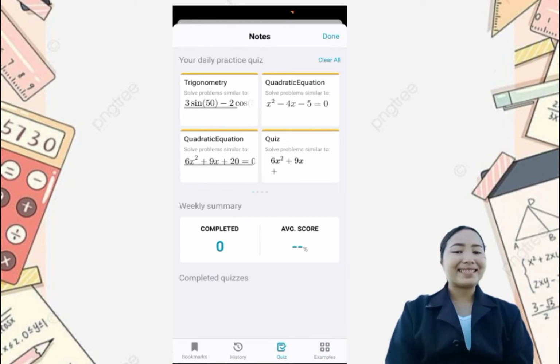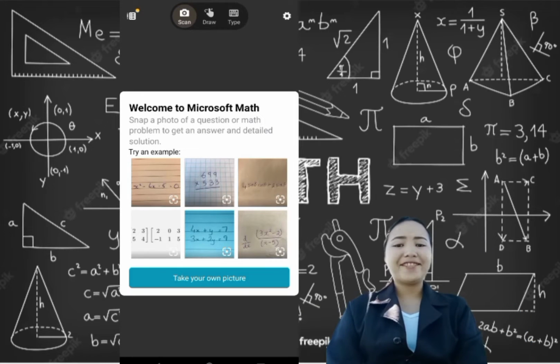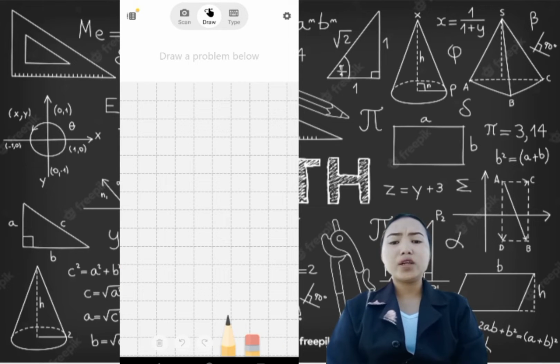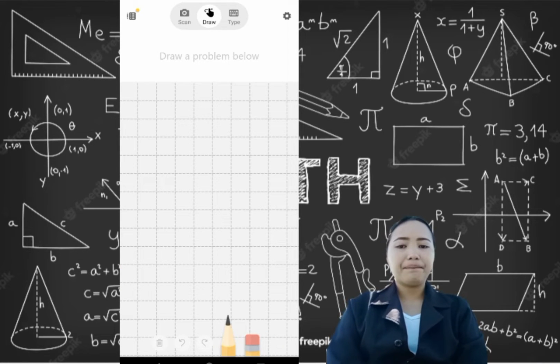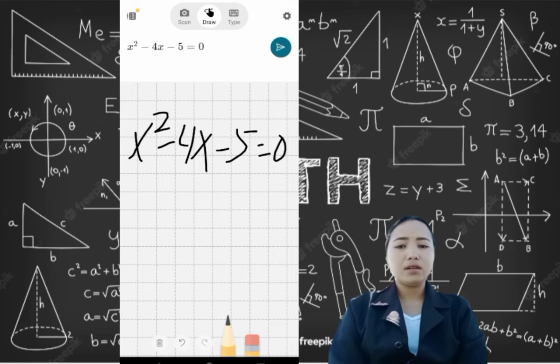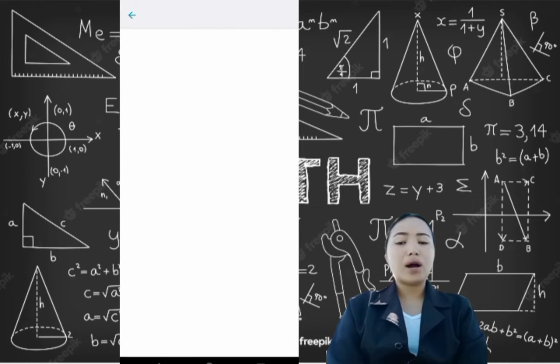So going back, let's have an example. For this video, we are going to choose the draw option, so we are going to write the math problem. For example, let's have an algebra problem: x squared minus 4x minus 5 is equal to 0. After writing the equation, let's click the blue arrow button.